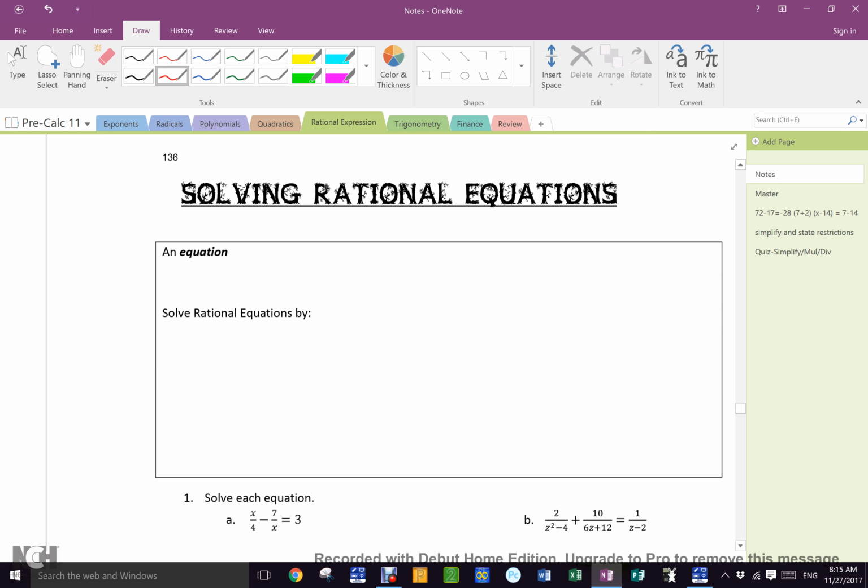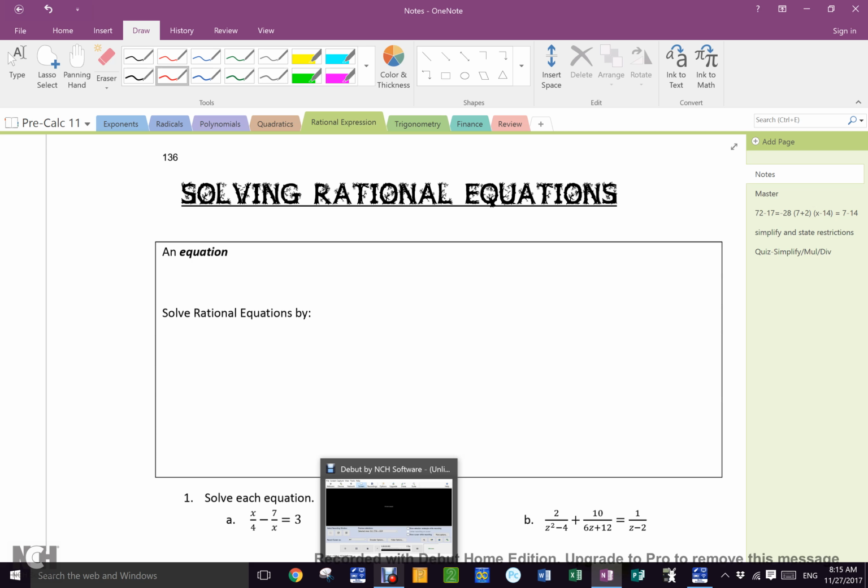Moving along to solving rational equations. So we will be moving on to equations. Tomorrow I will expect, when I ask for some of those, that somebody will offer an answer. Also, expect me to walk around tomorrow and make sure that 132 to 135 is done. Okay? Moving along, an equation.